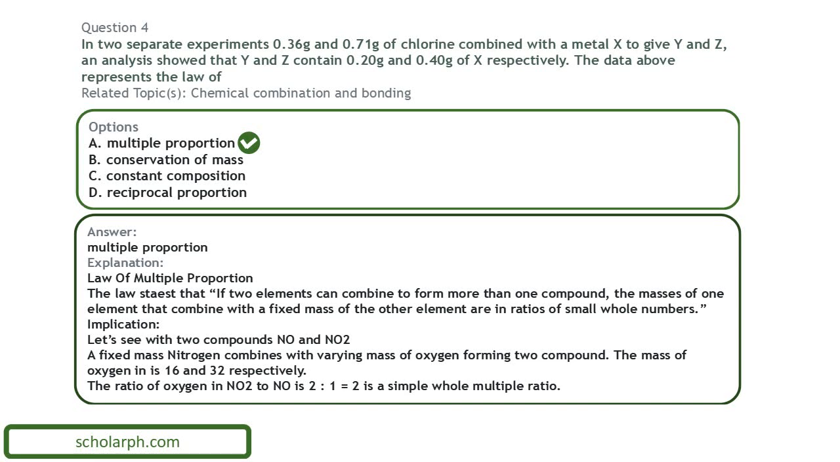That is the same thing here too. If you look at the ratio here, 0.4 divided by 0.2, this is 2, which is a simple multiple ratio.